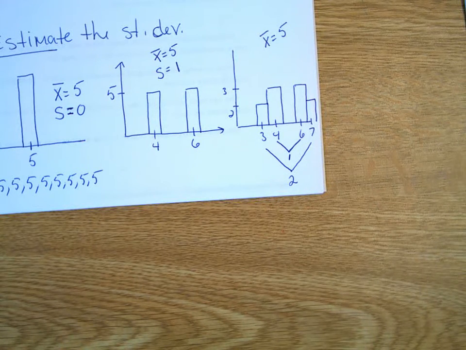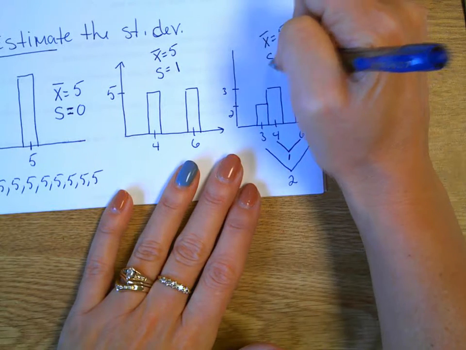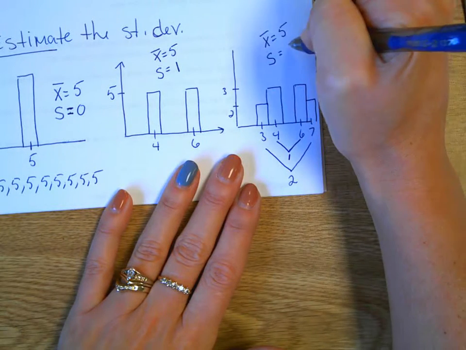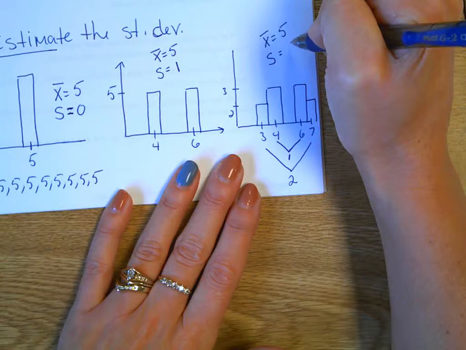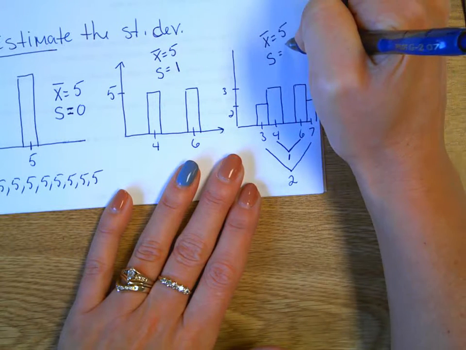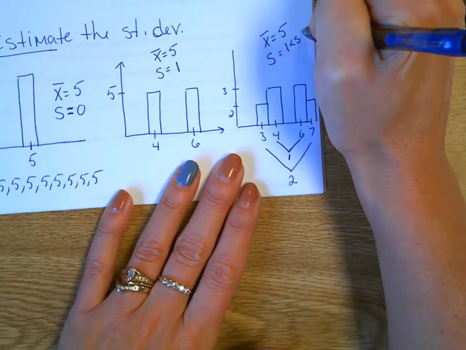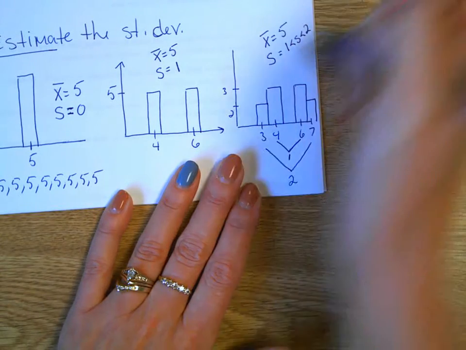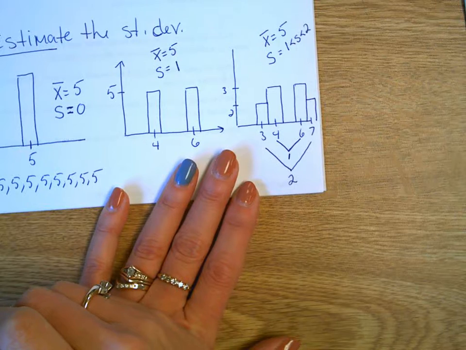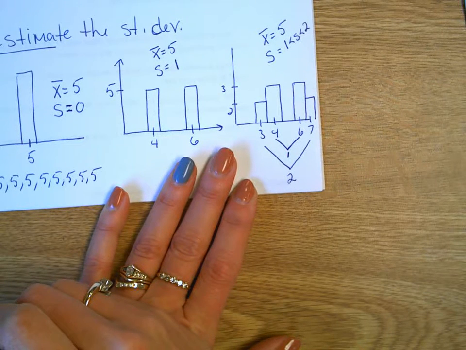That's what I want you to be able to do here. So the standard deviation is a little over 1, but less than 2. So 1 is less than the standard deviation, which is less than 2. It's between 1 and 2, because it's just an estimate.